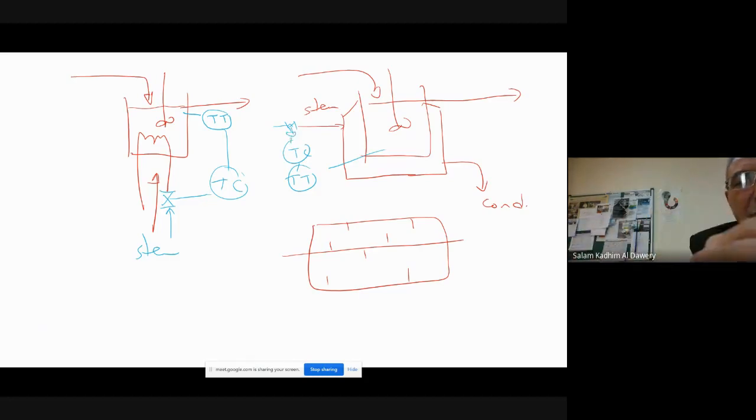This is for the continuous stir tank heater.